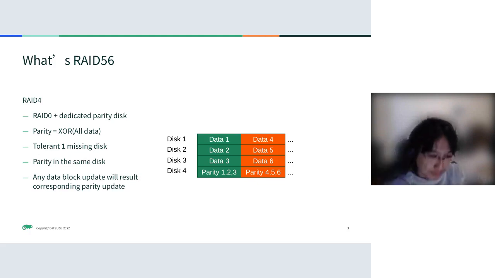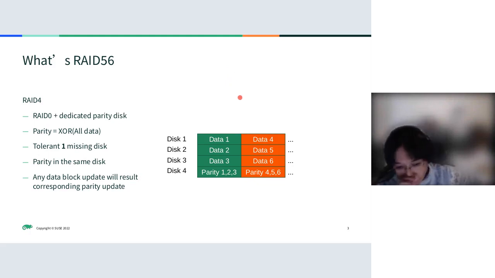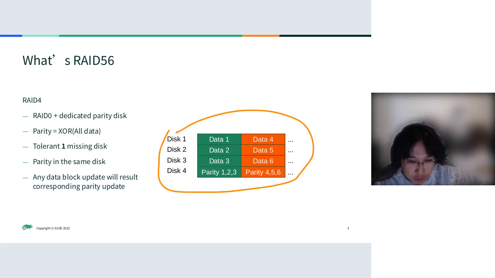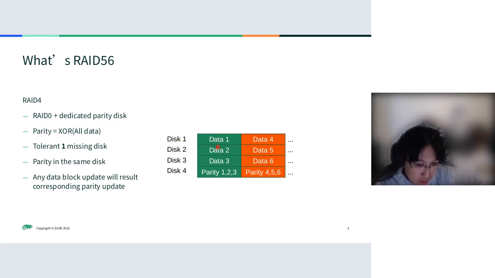But before RAID56, we need to talk about something called RAID4. In fact, RAID4 is the basis for RAID56. The RAID4 itself is pretty simple. If you look at this picture, you can get a basic idea. First, for disk 1, 2, 3, it's mostly RAID0. You write a block of data 1 into disk 1, block of data 2 into disk 2, and block 3 into disk 3. And then you go to the next, data 4 into disk 1, and so on and so forth. But there is a disk 4 which contains the parity. For example, in this case, this is the parity of data 1, 2, 3. And the parity is calculated using XOR. It's just XOR of all the data from 1, 2, 3, and you get the parity.